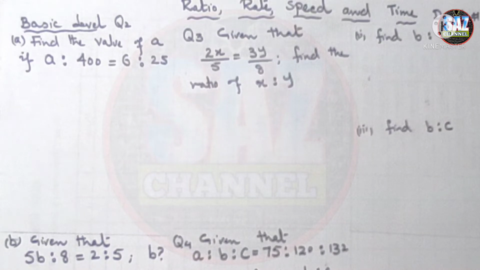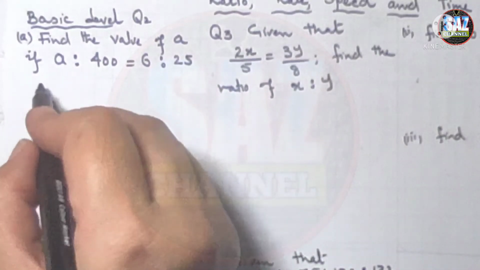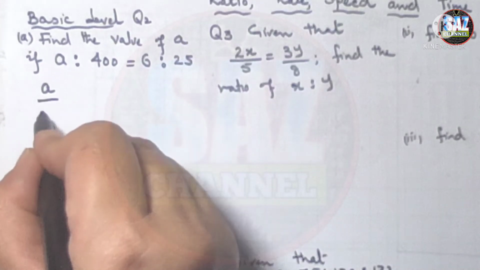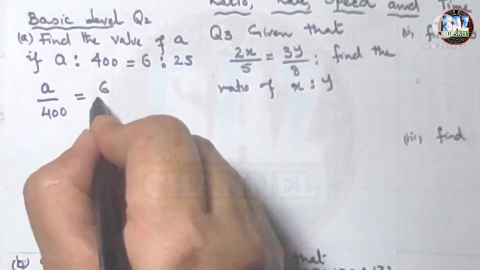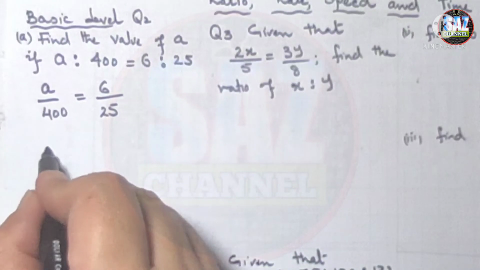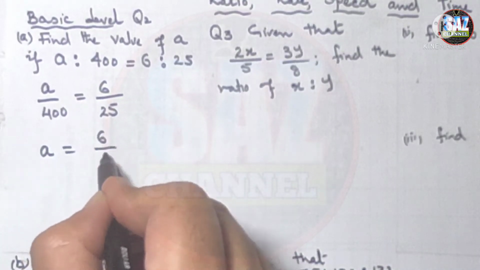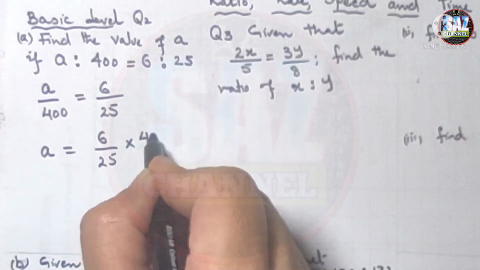Okay, if we look at the question, it is given in ratio notation in colon form. So in order to find the value of the unknown, we can write the question in fraction form. A by 400 will be equal to 6 over 25. Now we have to take this 400 to the other side. A equals 6 by 25 multiplied by 400.